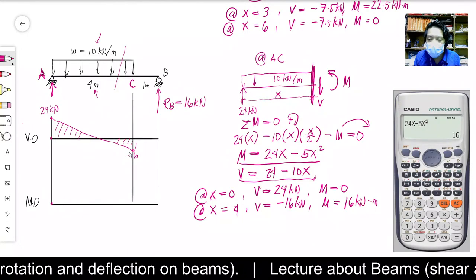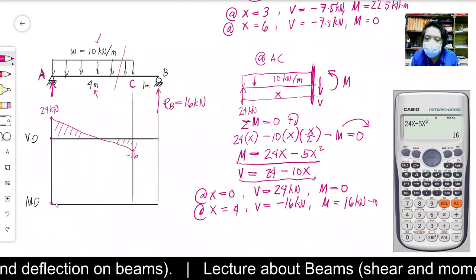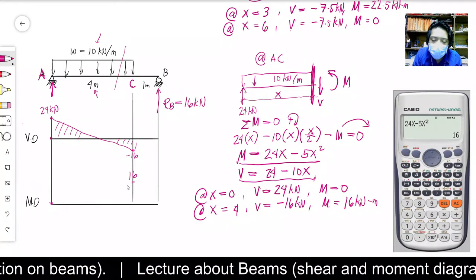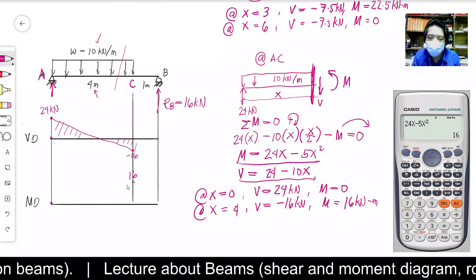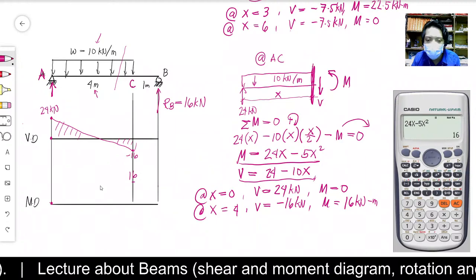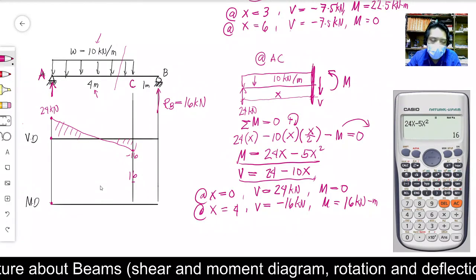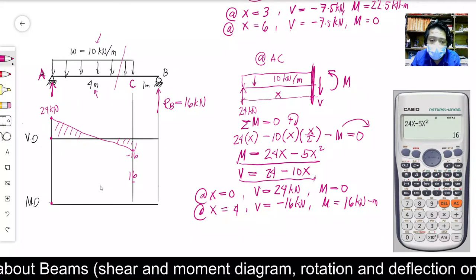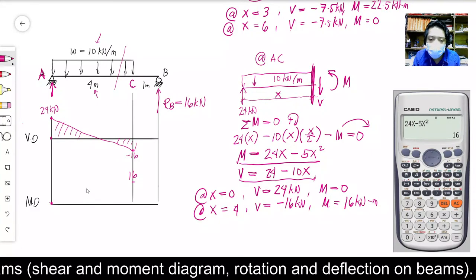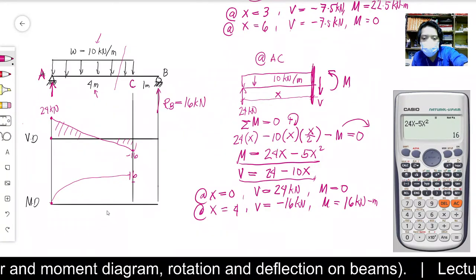Okay, how about the moment? When x is equal to 0, your moment is 0 here. When x is equal to 4, your moment is 16, somewhere here, positive 16. Now, what is the behavior of the graph? Straight line or curve? Again, it follows the diagram before it, the shear diagram. The degree of the shear diagram is a line, so the degree is 1. So for the moment diagram, the degree will be 2. Meaning, it is a curve. Now, the question is, what kind of curve is it?